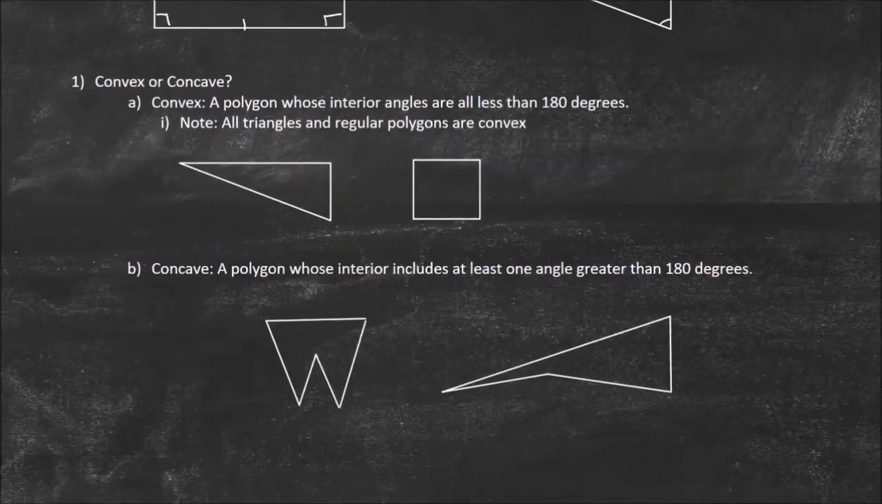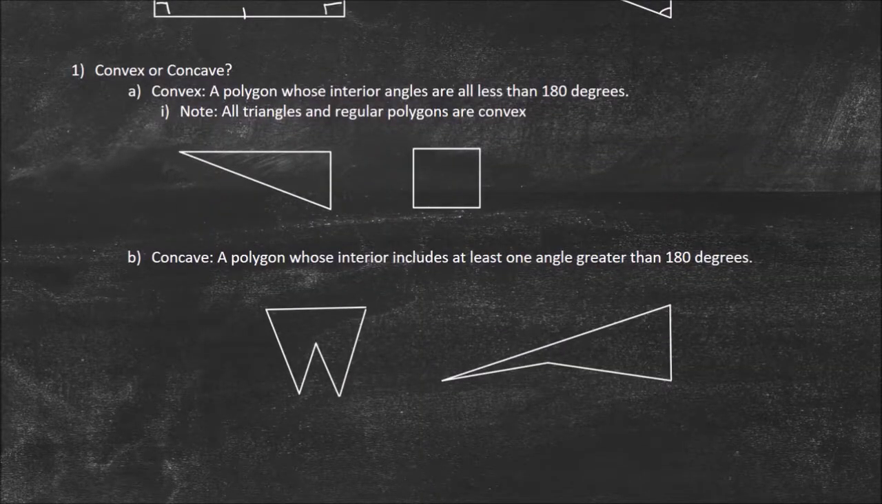Next is a little bit different. This is when we have the question of concave or convex. This should be a 2 here because this is the second part of classification. Convex is a polygon whose interior angles are all less than 180 degrees. And so all triangles and regular polygons are convex. So to be regular, you have to be convex. So regular implies convex. So if you have a triangle or a square or anything and you figure out, hey, this is regular, then you don't have to deal with this question.